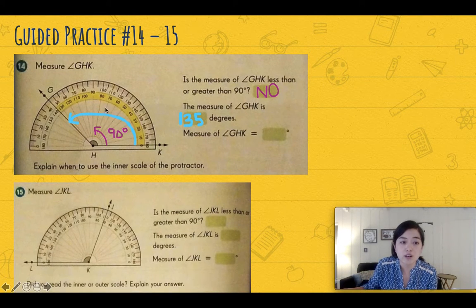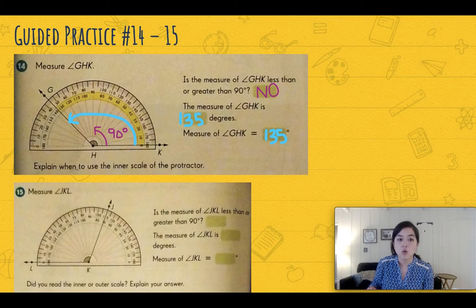And the measure of angle GHK, so I'm going to see where this line goes through. Remember, we're using the inner scale here, right? So it goes between 130 and 140. What is halfway between 130 and 140? That's 135. So the measure of angle GHK is 135 degrees.